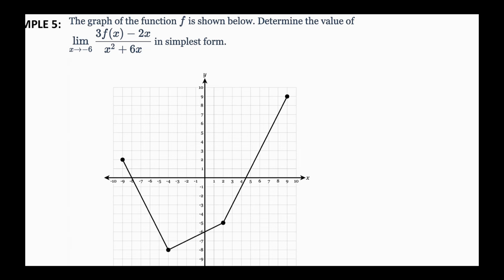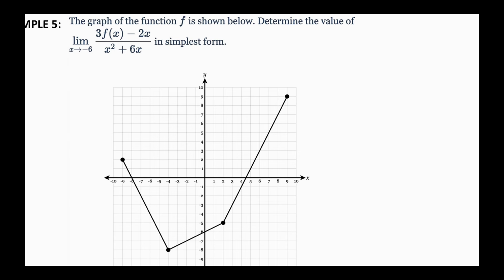So the graph looks like it has 4 points, one at negative 9, 2, one at negative 4, negative 8, one at 2, negative 5, and one at 9, 9. Okay. Give you another minute or so to finish, and then we'll do this problem.